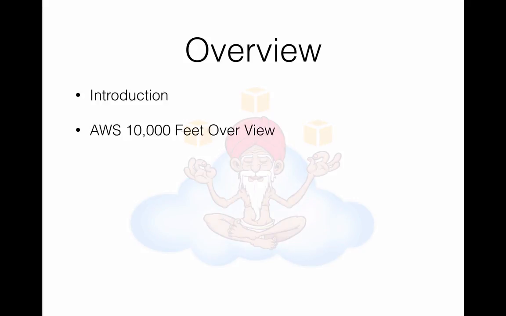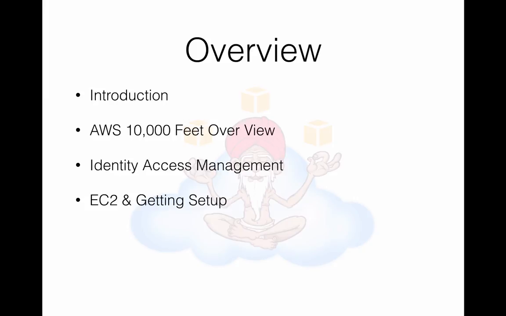Okay, so in terms of an overview, we've gone through the introduction already. In the next section, we have the AWS 10,000 feet overview, which is basically just having a look at all the different components that make up the AWS platform. We then move on to Identity Access Management, which is a core component of the AWS platform, and it's how we set up things like usernames and passwords. We'll then look at using EC2 and getting set up to interact with the AWS platform programmatically.